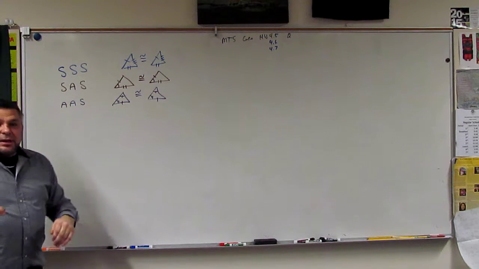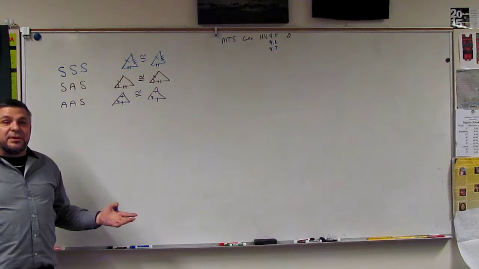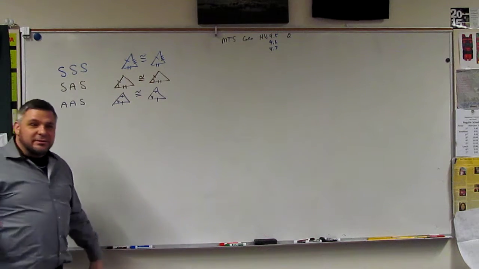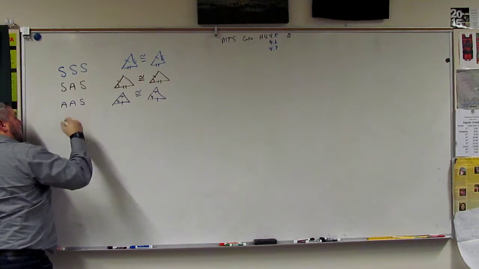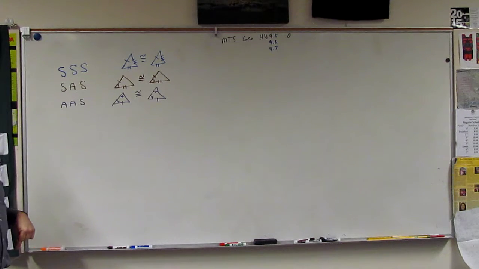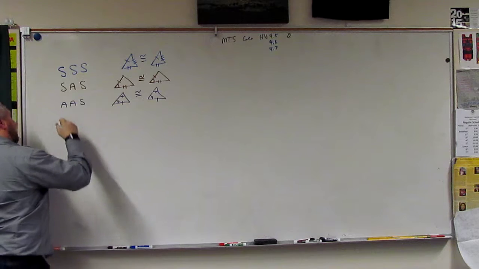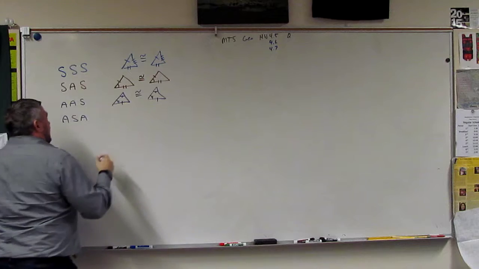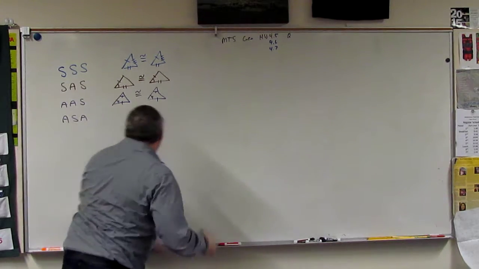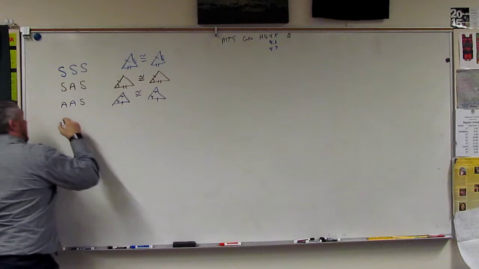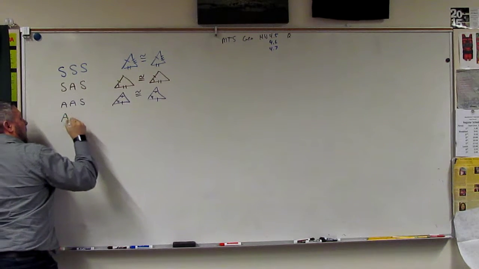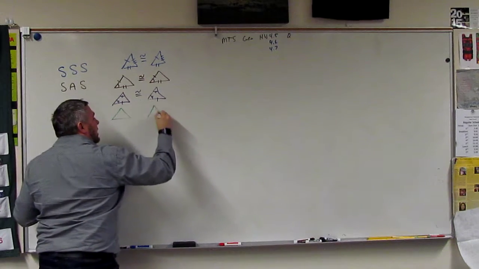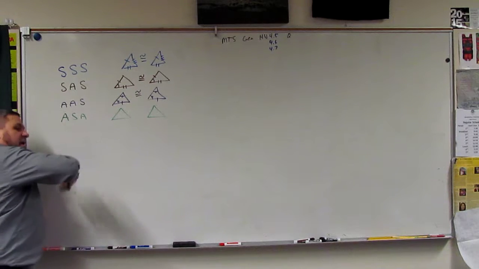Now, ASA. This is another one. Kind of like NASA, but ASA. Okay? So, as I was saying, ASA. Oops. Different color, sorry. Okay. Then we have these 2 triangles. And it goes angle, side, angle.